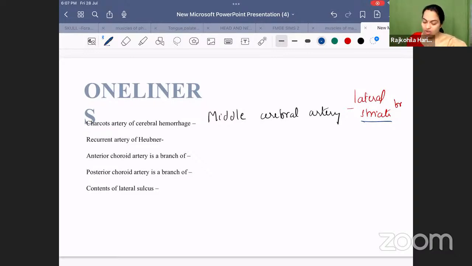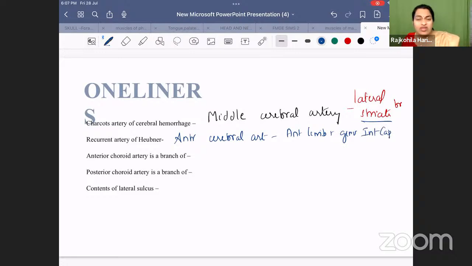Coming to the second one, the recurrent artery of Heubner, that's a branch from the anterior cerebral artery, which is going to supply the anterior limb and part of the genu of the internal capsule. Why do you think it's called recurrent artery? Because it has a curved course, comes back, and then supplies the anterior limb.